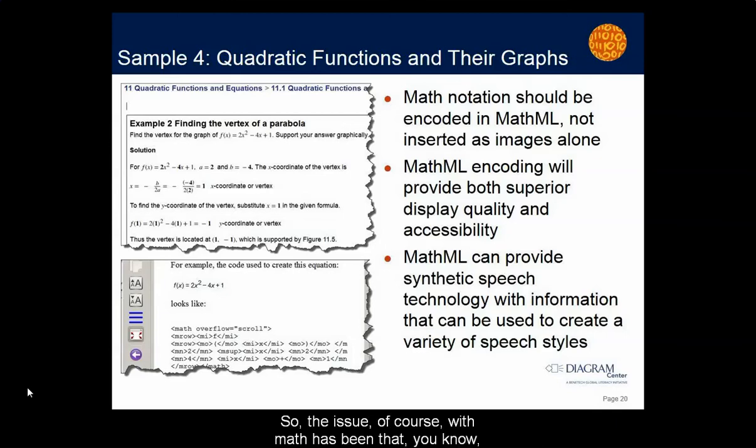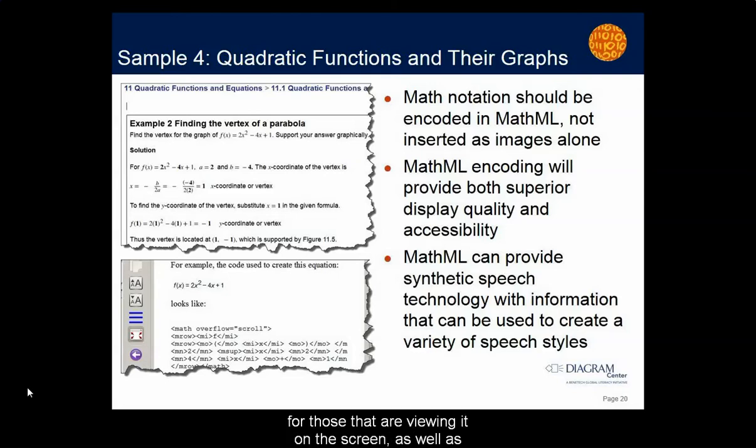So the issue, of course, with math has been that, going back to the early days of digital materials, when people were creating content, they had the characters that were available on the keyboard. So what did you do when you came up with square roots and fractions or Greek characters? Well, the workaround, many years back, would simply include a graphic of that, so a picture of a math equation. Of course, there's no accessibility to the picture, so you're going to have to go further than that to make it accessible.